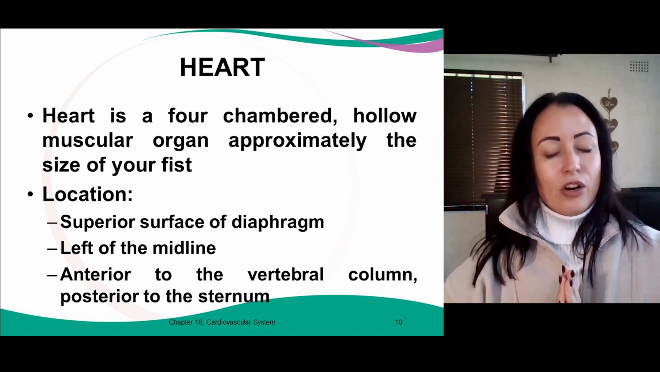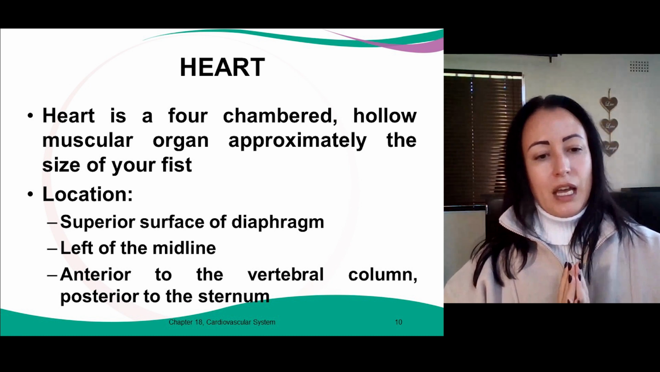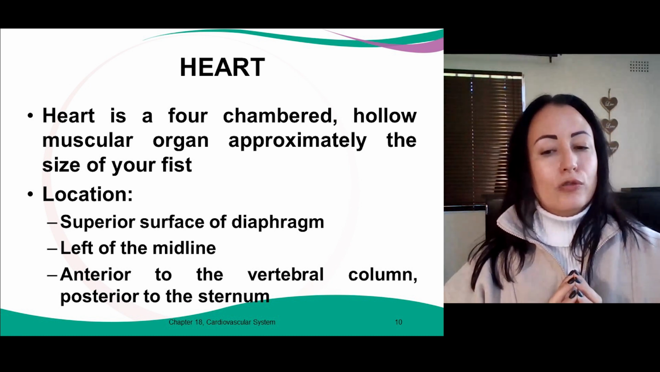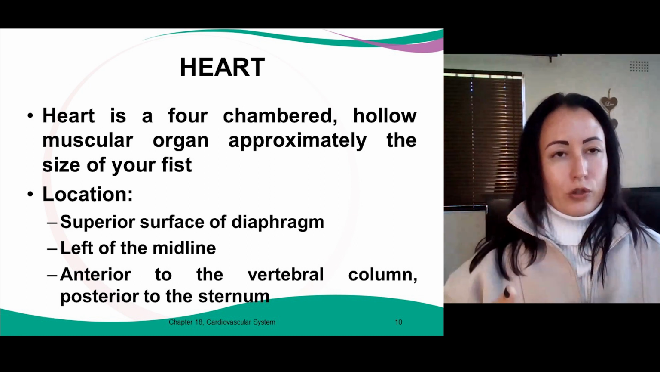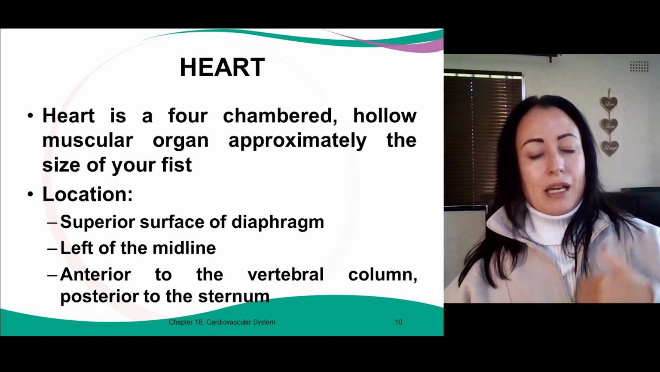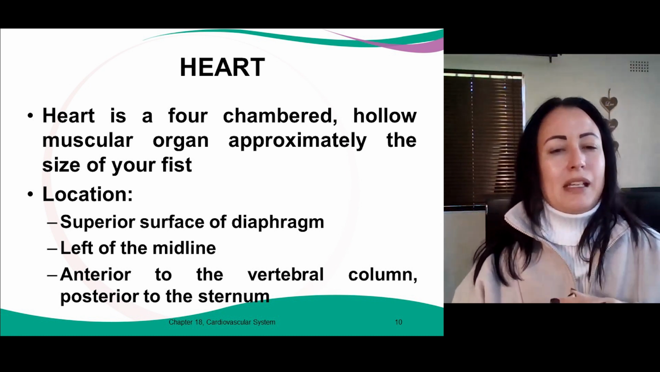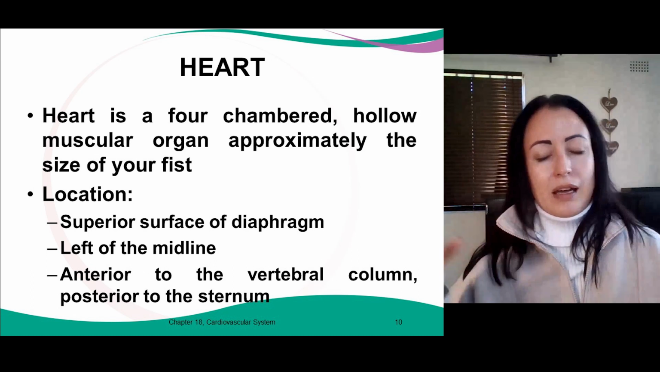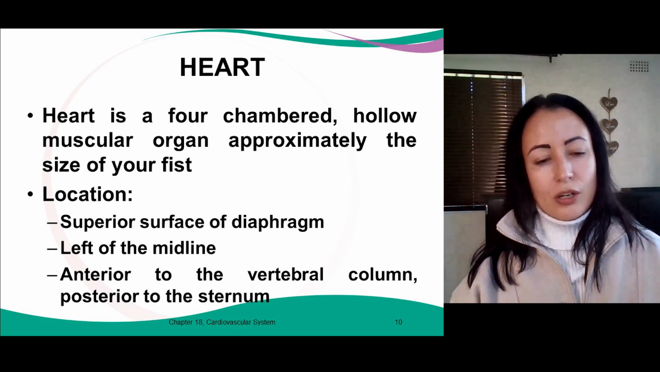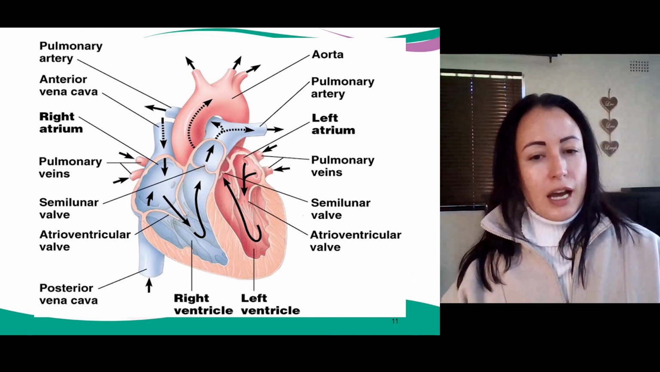It is left of the midline, so left of your sternum, basically. And it's anterior to the vertebral column and posterior to the sternum. So in front of the vertebral column and behind the sternum, and it's quite protected. It is in the space, surrounded by other organs, surrounded by the rib cage and all of that. So this is the structure of the heart.